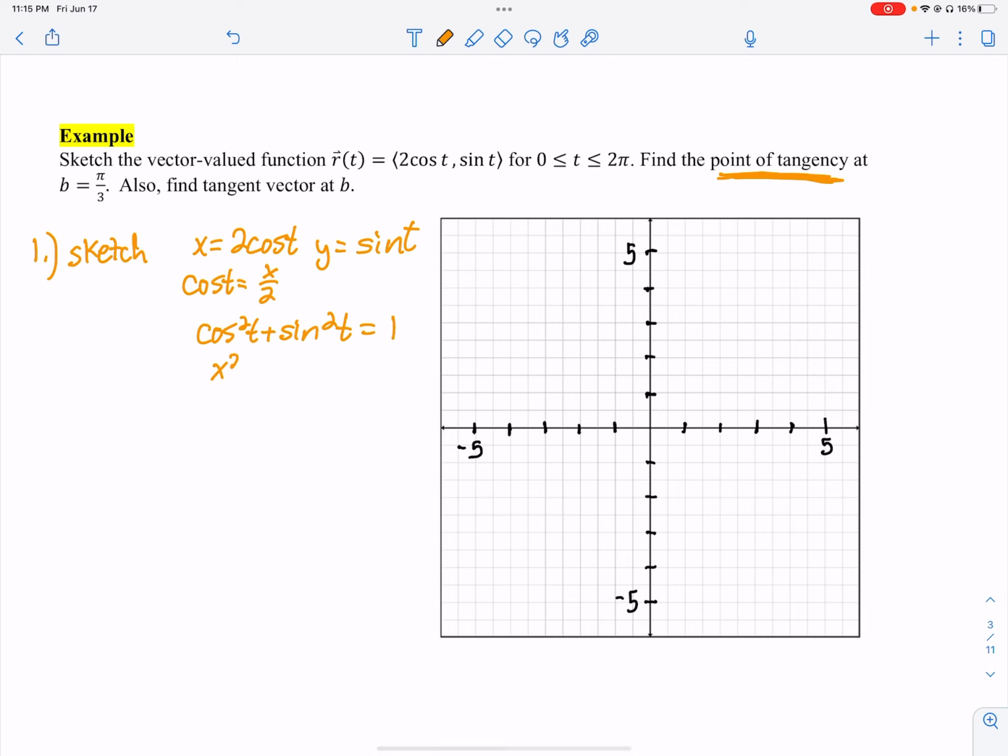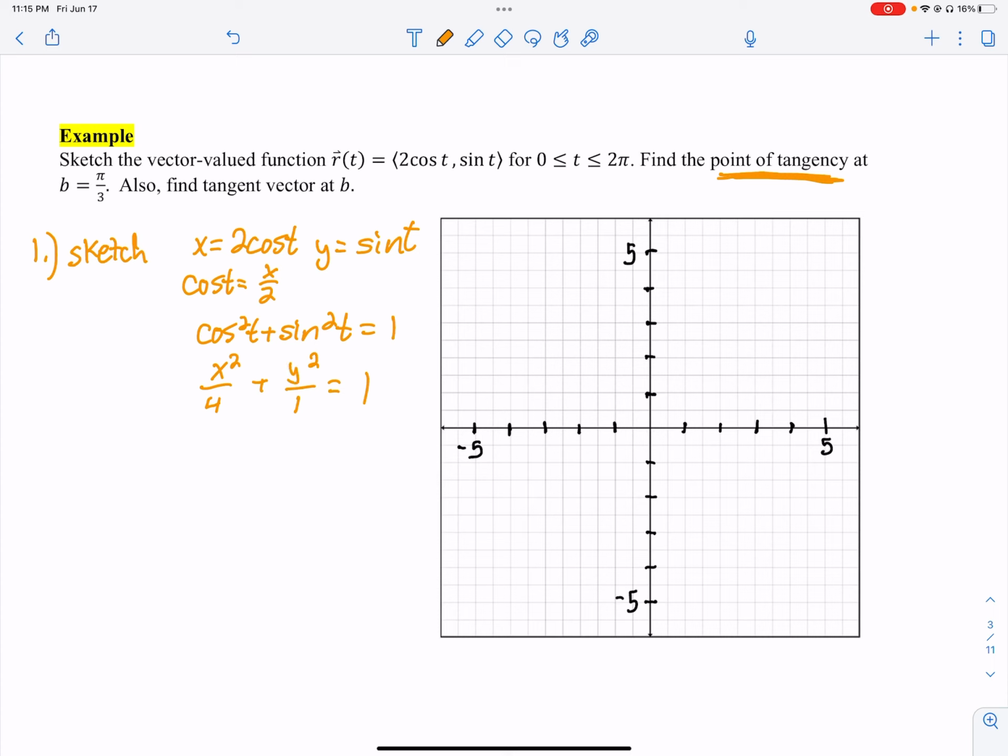So plugging this in, I get x squared over 4. That's just squaring it. Plus, that's just y squared, and I'm going to put it over 1 because I like the way that looks. That is a y, by the way. This is an ellipse. So here's my graph. I'm going to plot that.